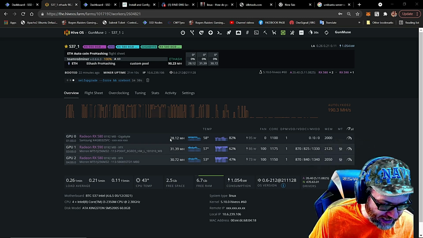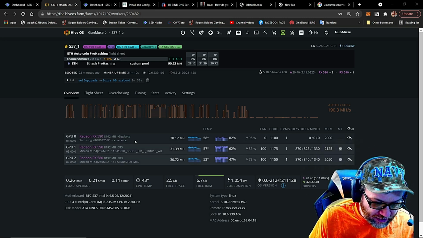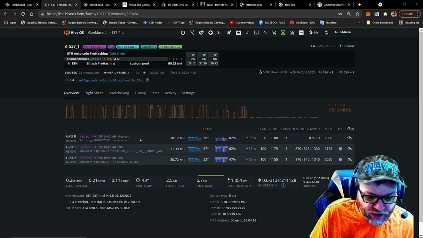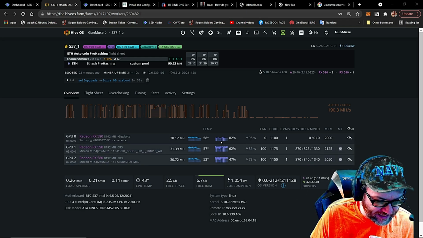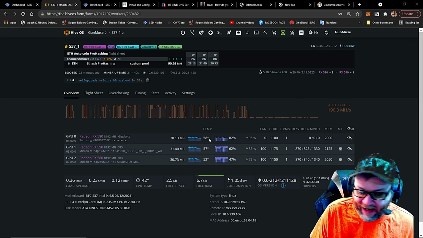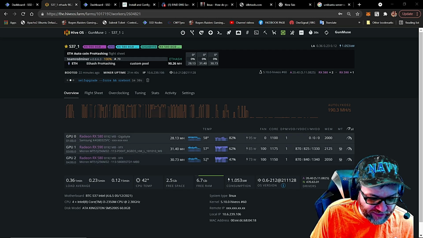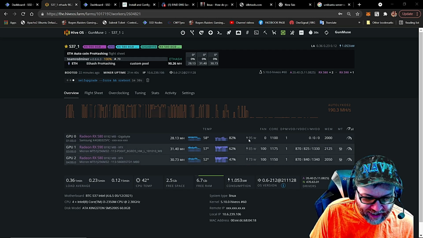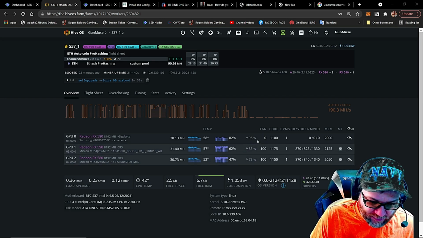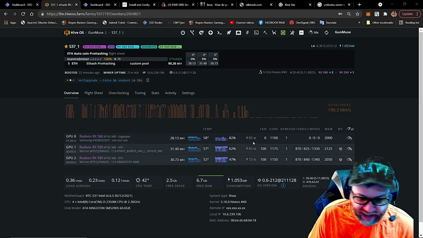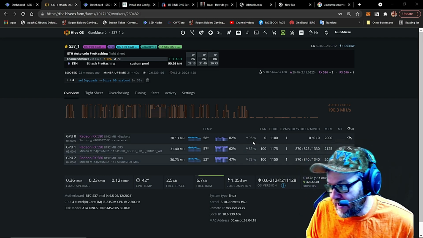And like I said, my Samsung 580 runs cooler. I know it says it's not. Right there it says it's running 58. But if I cranked it up, it would run cooler than the other two. But I'm running 52 degrees on these. And we're running 70 to 90 watts. And that is actually verified.